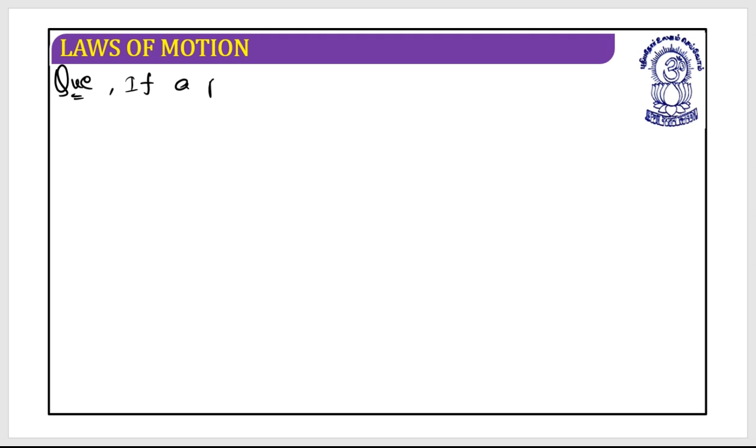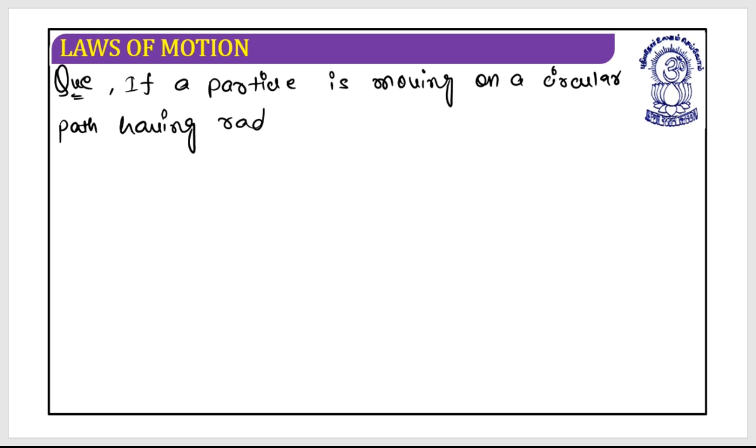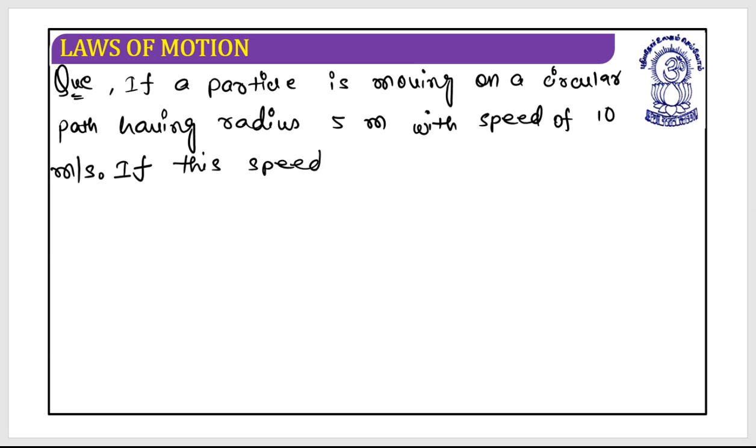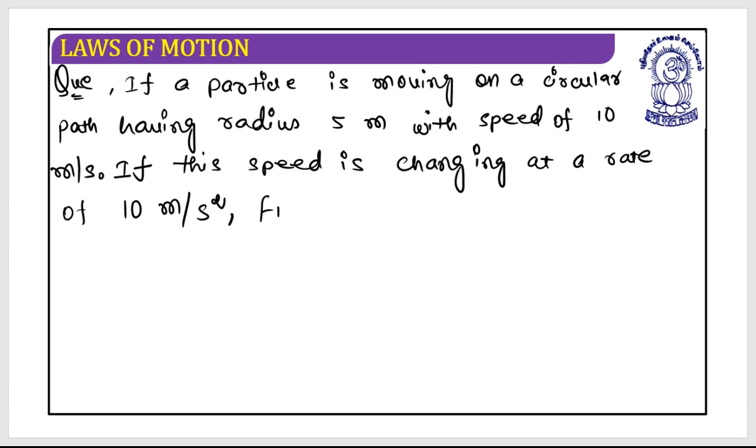Now let's work on the next question. If a particle is moving on a circular path having radius 5 meter with speed of 10 meter per second, if the speed is changing at a rate of 10 meter per second square, find out the force acting on the particle.